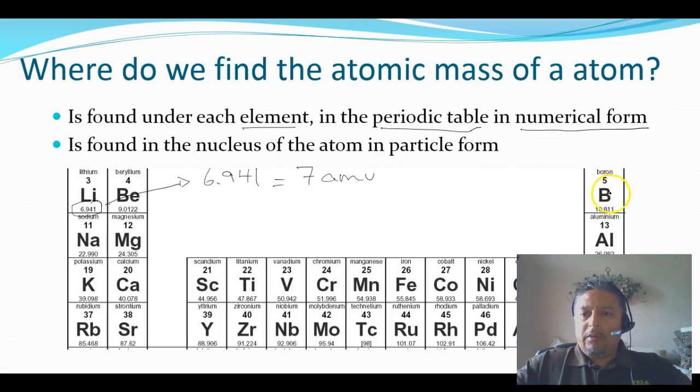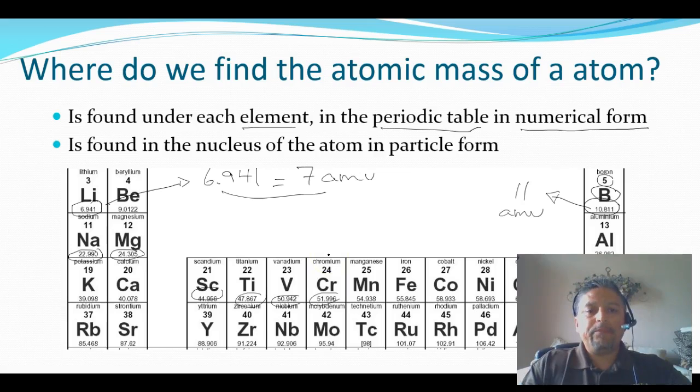If we look at this example over here, this is boron. You can see the symbol on top. In the middle, we can see the atomic number, and the number that we're concerned with is the atomic mass, which is 10.81. If we apply the concept of rounding to the nearest whole number, this number will be equal to 11 AMUs. So as you can see, every element is going to have the atomic mass underneath the symbol. Here I'm circling a couple of examples, so you can keep that in mind.